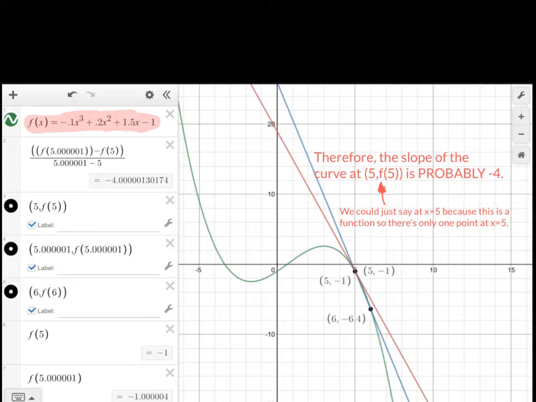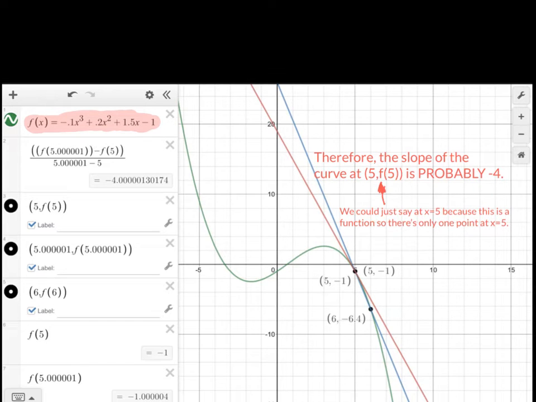But if I take a look at that, I have a pretty good idea of what it is, and it's negative 4. Okay, so when you do your work, please don't give me a conclusion that the instantaneous rate of change is equal to this long number. Just say the instantaneous rate of change is probably equal to negative 4. All right, let's go to another.